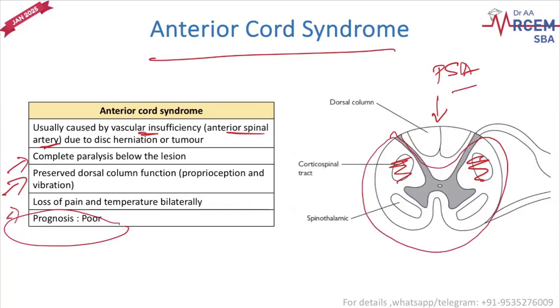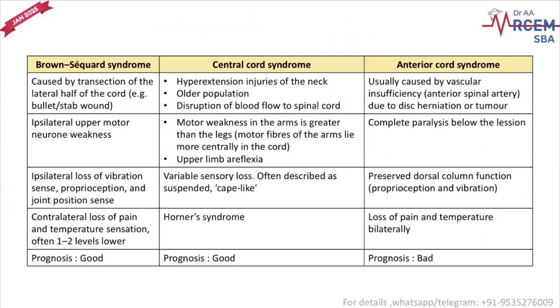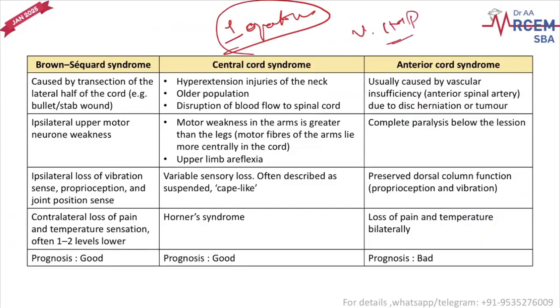Loss of pain and temperature, that's the spinothalamic tract, will be seen because it is supplied by the anterior spinal artery. So in this way, you can remember this comparison that you have written here so that you do not forget. One question usually appears from this syndrome. Again, it is very important. You need to be aware of this.